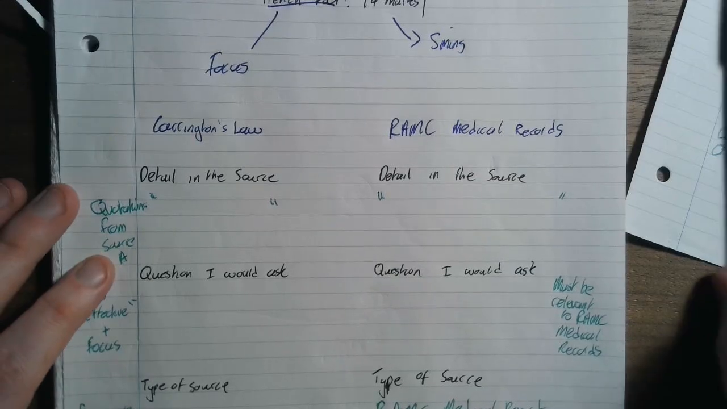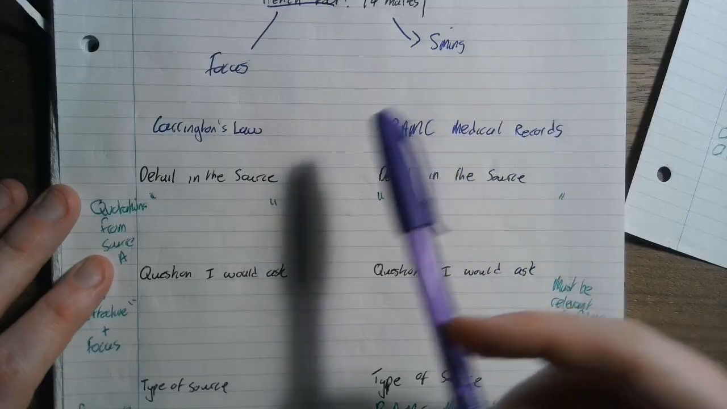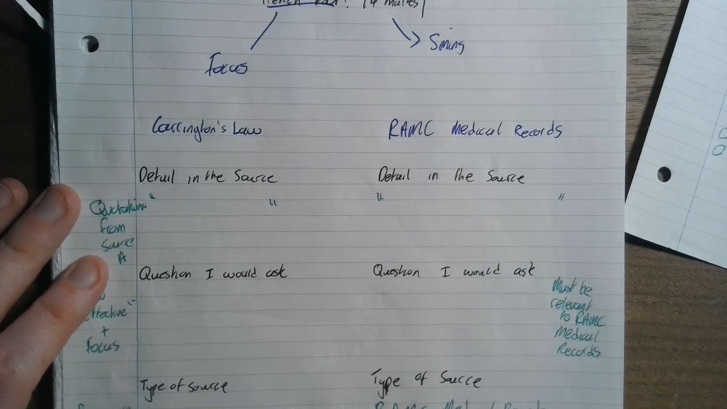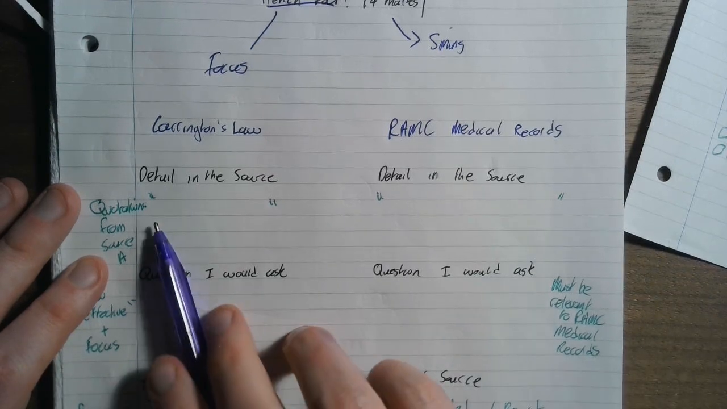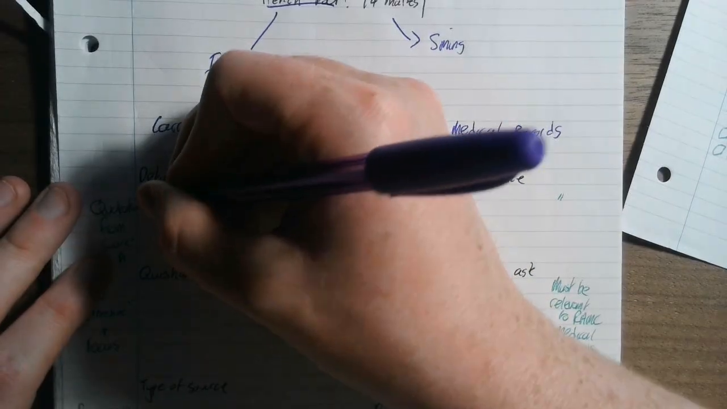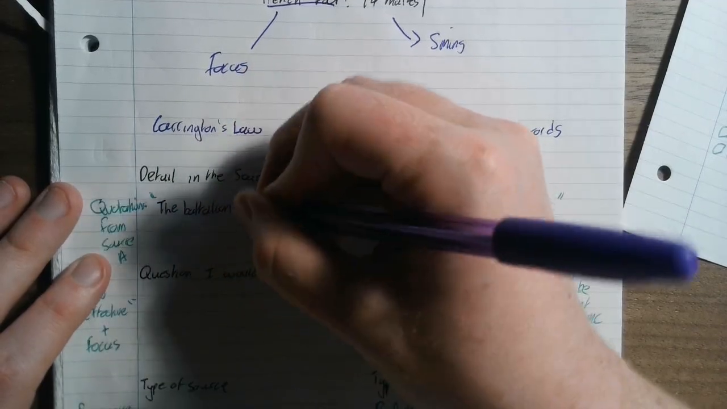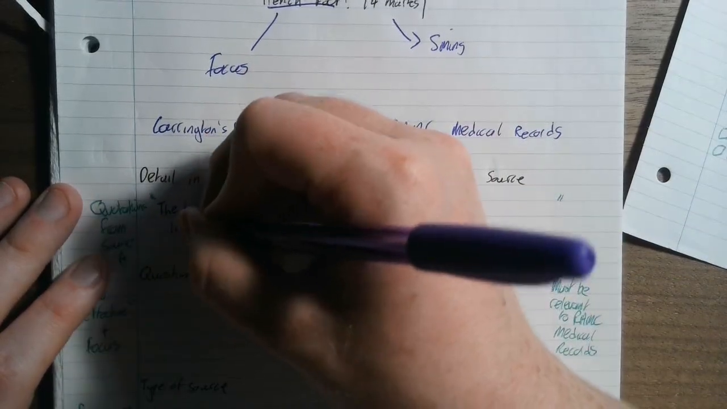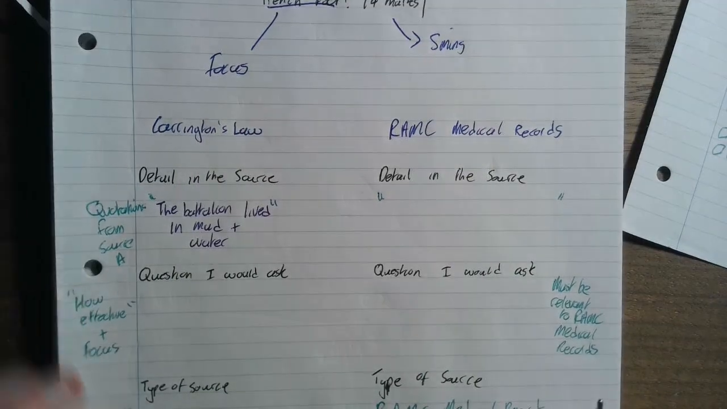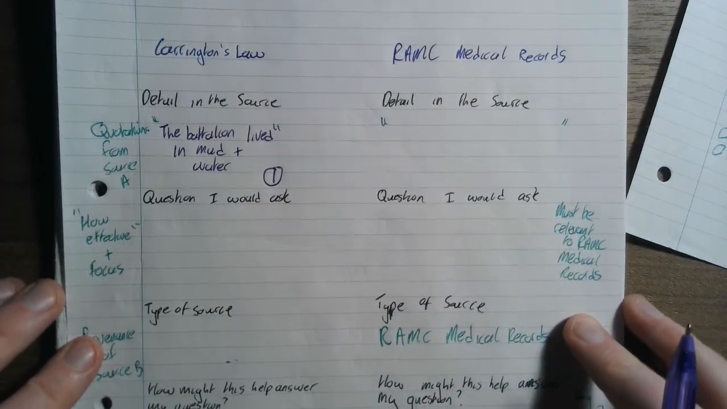Okay, right. Welcome back. So what I'm going to do is answer this question and mark it as I go. Just to show you, the quotation. Again, the reason why I'm teaching you this is because you've already done the hard work. So I'm going to pick out a quotation for my how useful answer. I'm going to say the battalion lived in mud and water. It's the same quotation that I've already used. There's my first mark. If you've got a relevant quotation, there's your first mark.